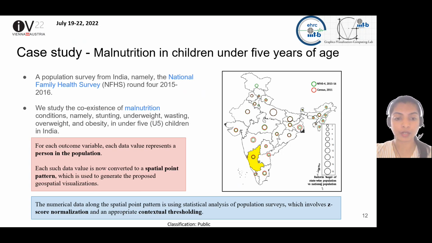The overnourishment measures in the under 5 population are based on the growth percentiles determined using the body mass index and the biological age of the child.